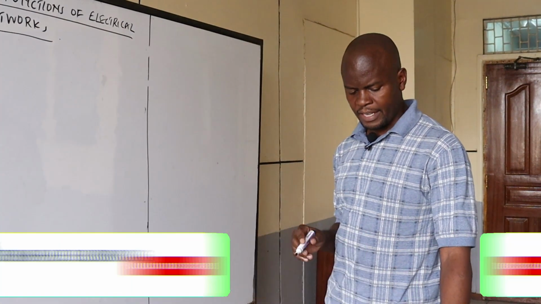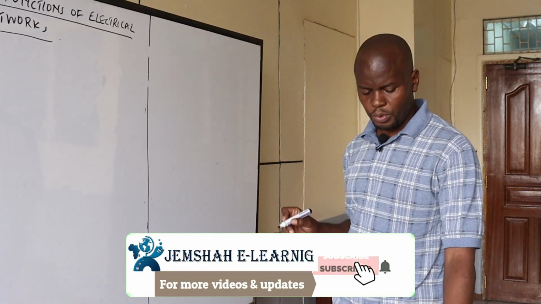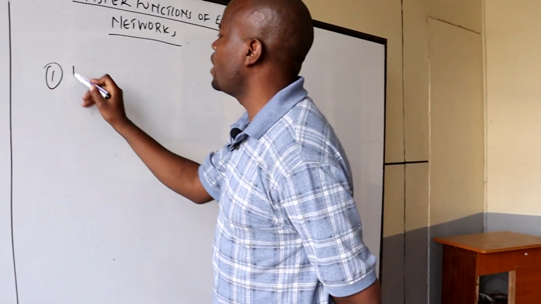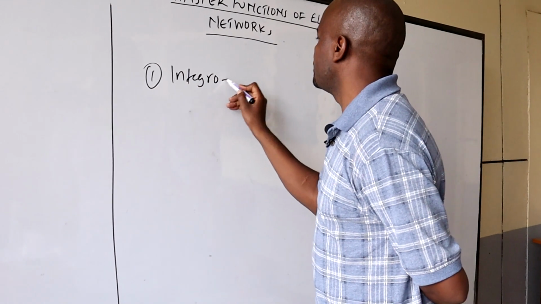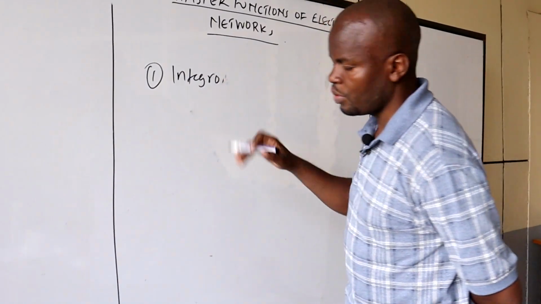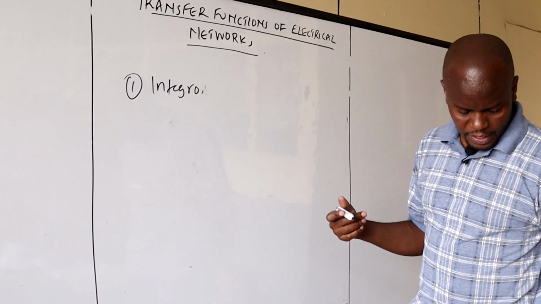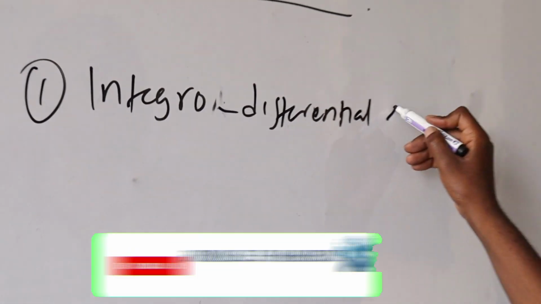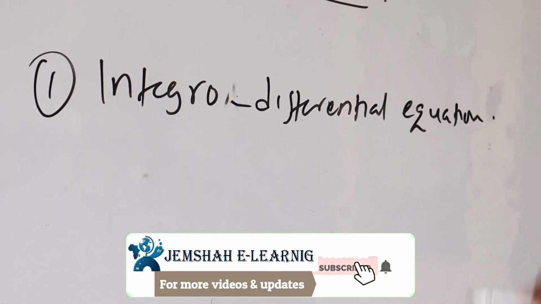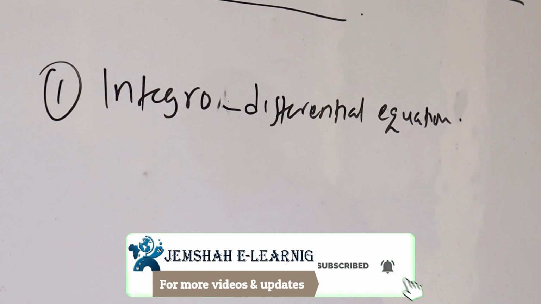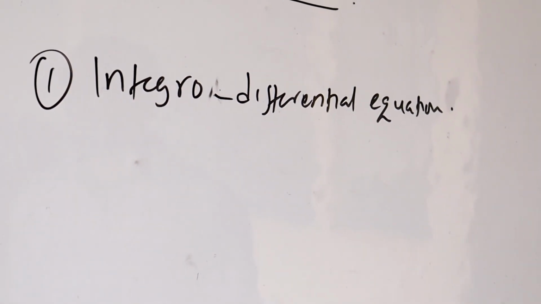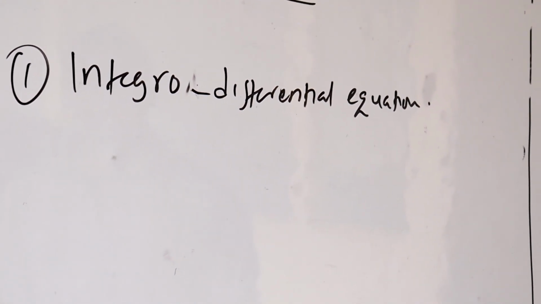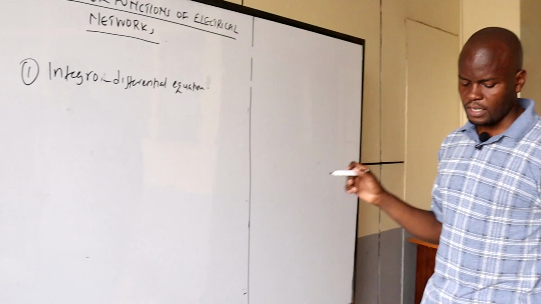When you want to derive the transfer function of an electrical system, the first thing you are supposed to do is come up with what we call the integral differential equation. You develop the integral differential equation for that particular network, and this is always done by the use of KVL, the Kirchhoff voltage law, and the Kirchhoff current law, or KCL.